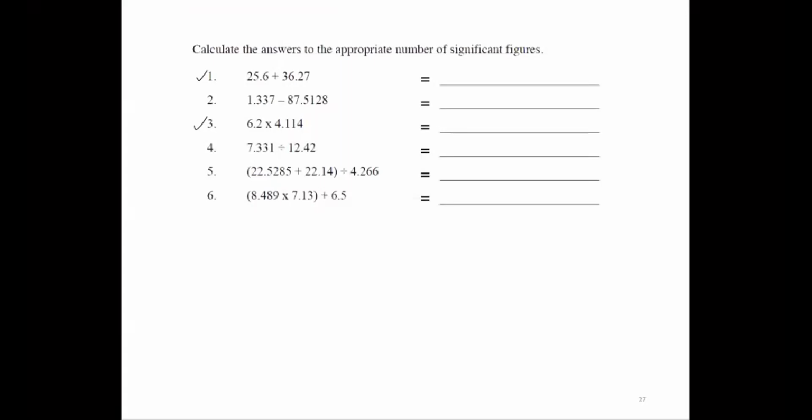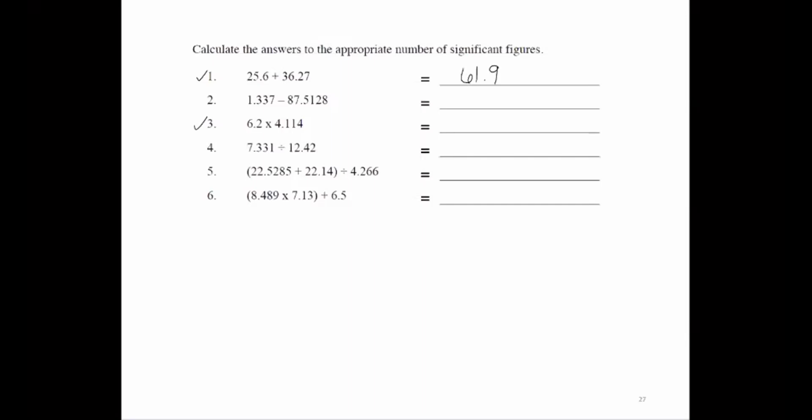What is the answer for the first one? Thank you, Katie. 25.6 plus 36.27 gives you a calculator display that is 61.87, just like it was shown. Thank you guys for all the other students that also put it in the chat. Since the smallest number of decimal places here is 1 decimal place, that's why we need to round to that. So that's why we will say 61.9.